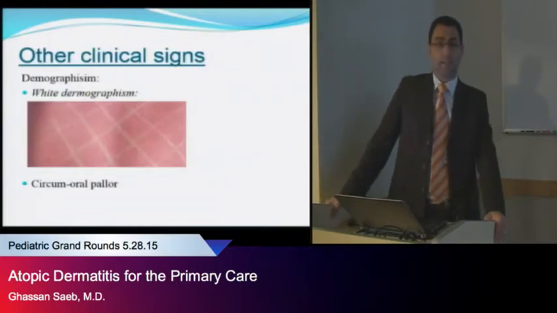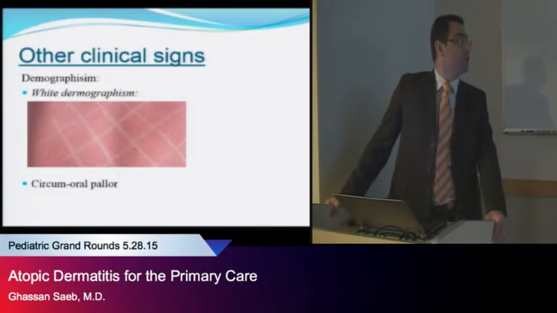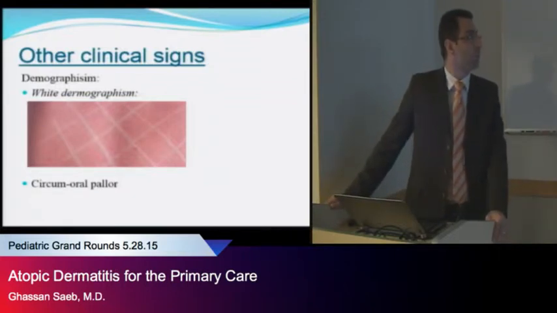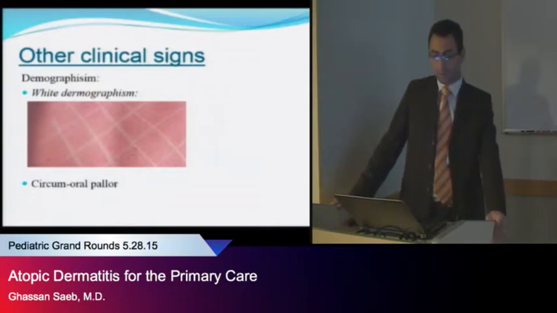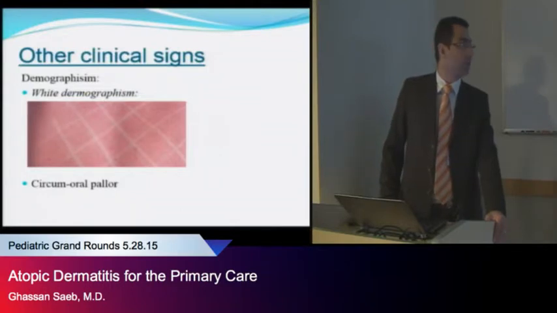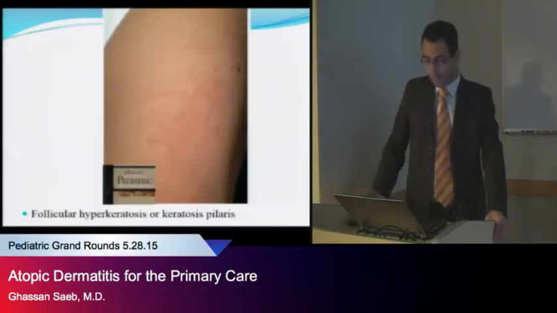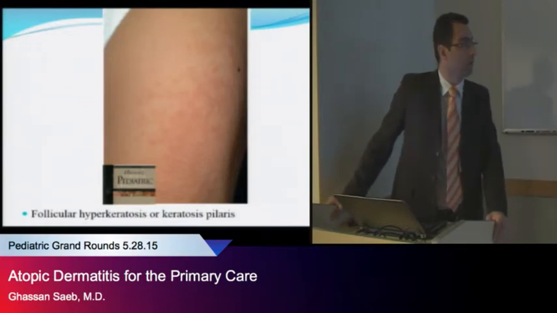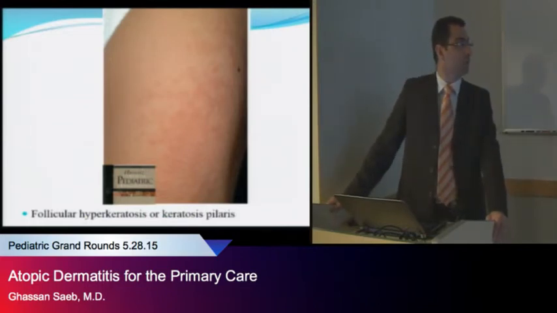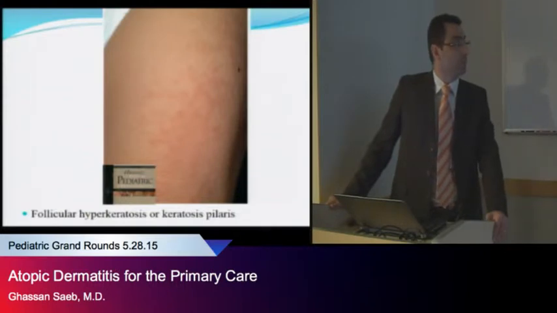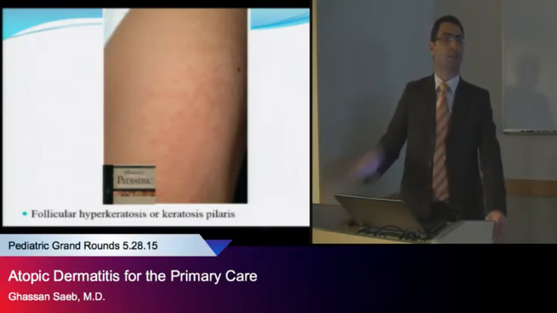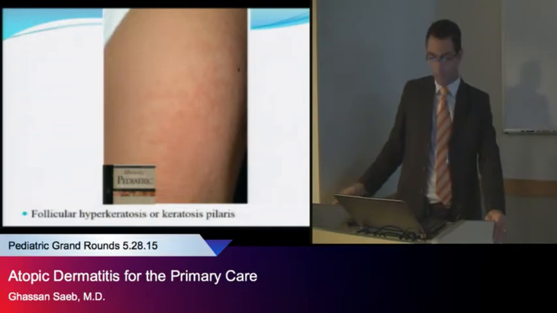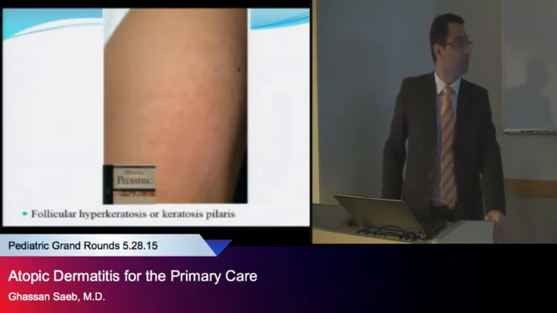Other clinical signs that suggest atopy in general and higher predisposition toward this problem are white dermatographism, as you see in this picture, circumoral pallor, and follicular hyperkeratosis or keratosis pilaris. It's known as chicken skin. It's asymptomatic, papular skin on the side of the upper extremities and the side of the thighs. It doesn't bother the patient as much as their mothers.